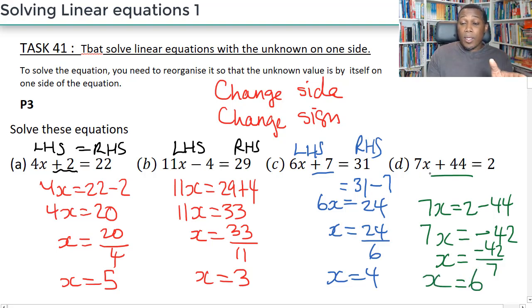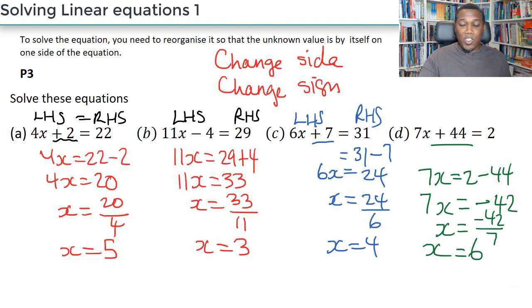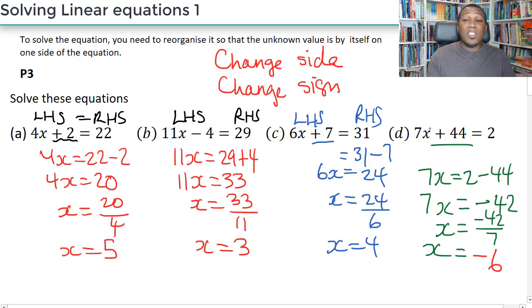7 6s are 42. Sorry, minus 6. What was I doing there? Woo, that shouldn't happen. You see, that can happen to anybody. It's a negative number divided by a positive number, so we're going to get minus 6. And we check it. Minus 7 times minus 6 is minus 42. Minus 42 plus 44, yeah, that's going to give me 2.